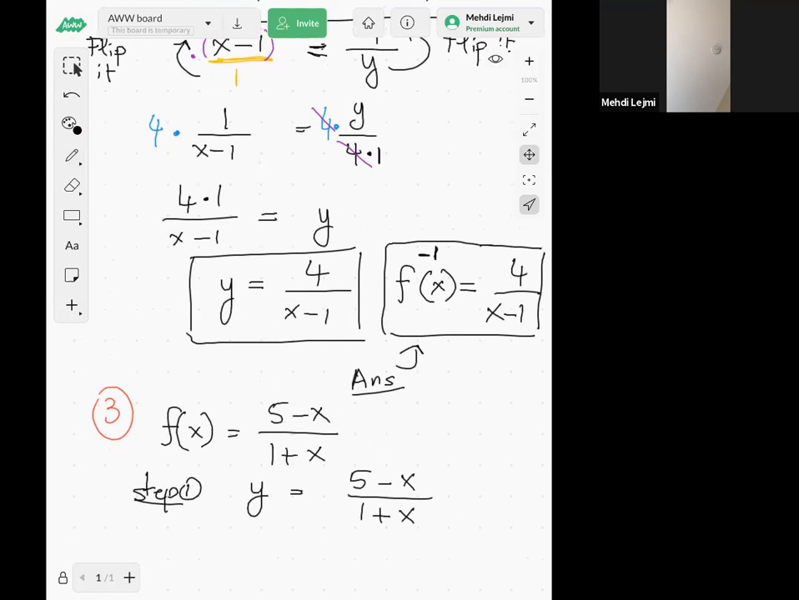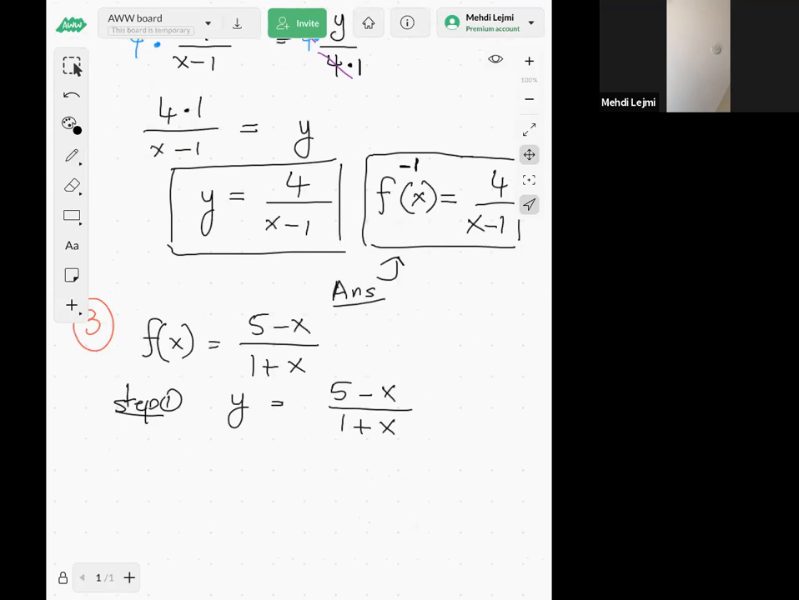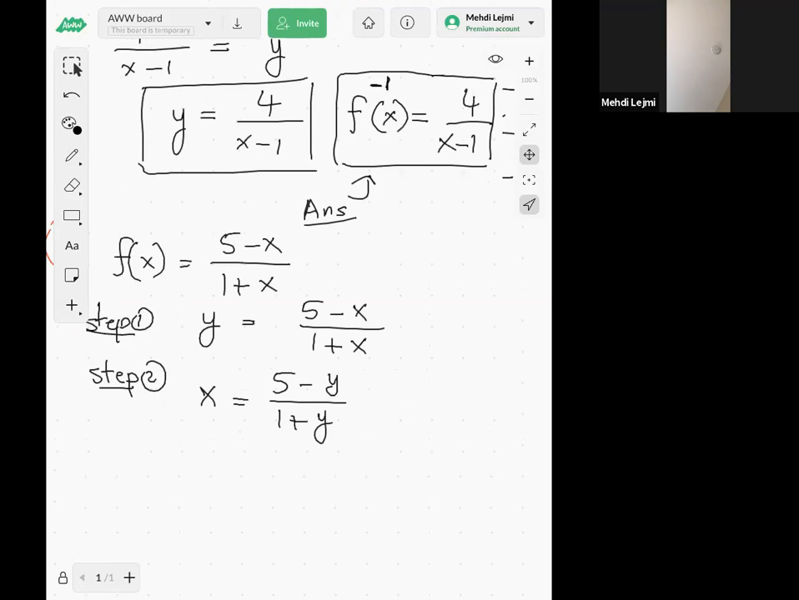Step number 2, you would interchange x and y. So it's going to be x equals 5 minus y over 1 plus y. And now in the last step, we're going to solve for y.